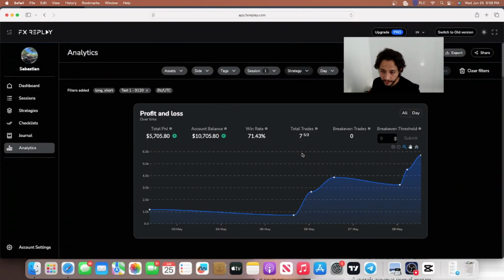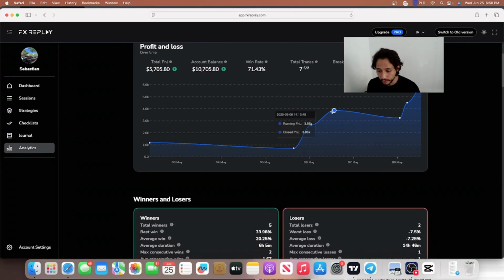So this is the first session. Look at this. We started with a $5,000 account. Right now we're sitting at $10,700. We made total profits of $5,700. Our win rate sits at 71.4%. This is our total trades.